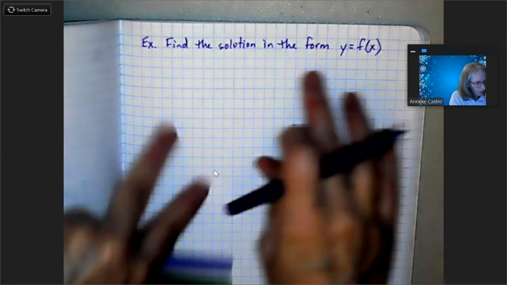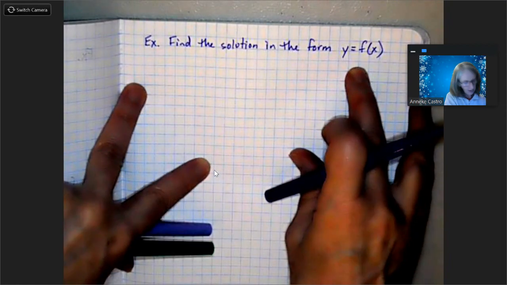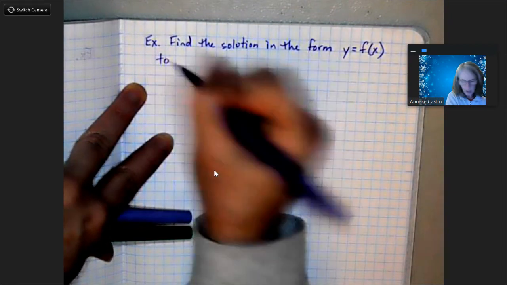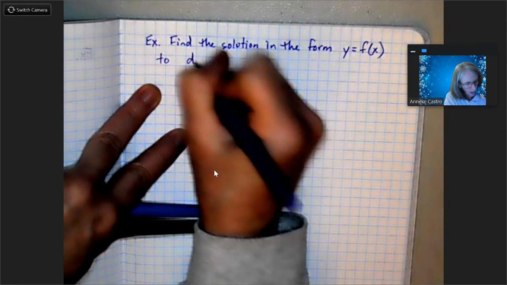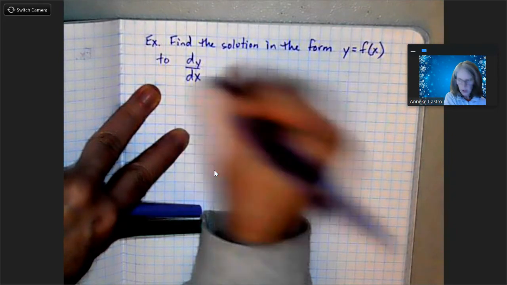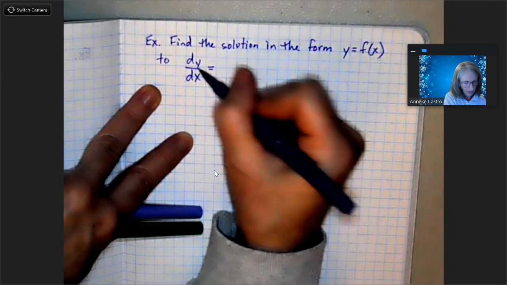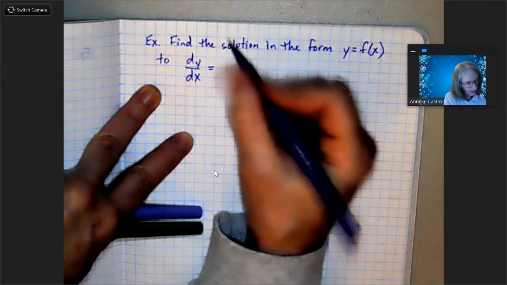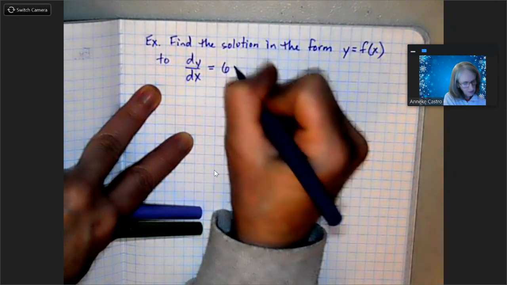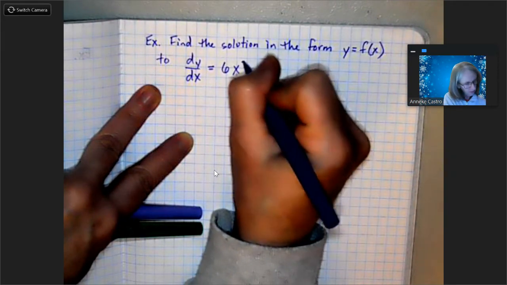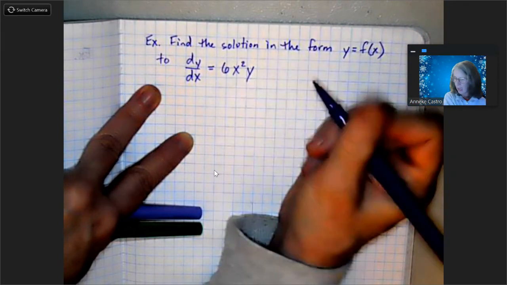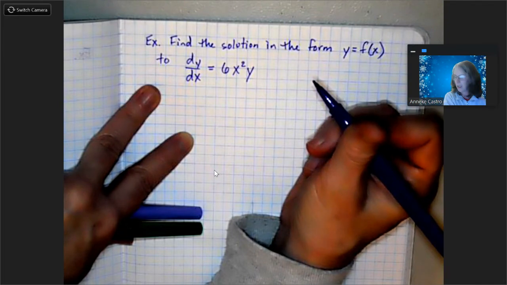So find the solution in the form y equals f of x to the differential equation dy dx. There's my derivative, some rate of change, how y is changing with respect to x, is equal to 6 times x squared times y. Again, decontextualized. We don't know what they're talking about here.